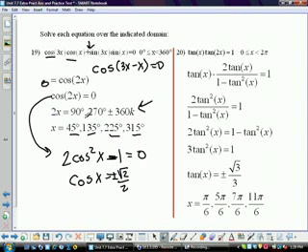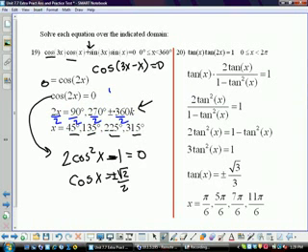If you do not want to do that, if you just want to solve, you say, well, the cosine equals 0 at 90 degrees, 270 degrees, plus or minus 360k. Then you say, but I don't have x, I have 2x. You must divide everything by 2.